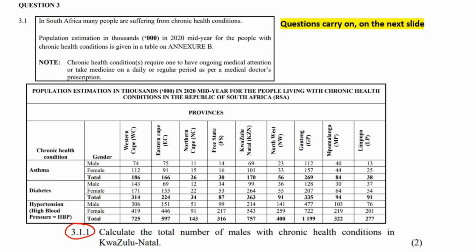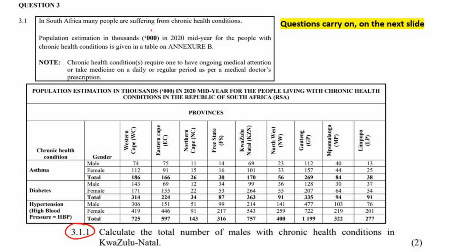So let's begin. In South Africa, many people are suffering from chronic health conditions. Population estimation in thousands in the 2020 mid-year for the people with chronic health conditions is given in a table on Annexure B. This is Annexure B's table, okay? Let's just see what we have here. So we've got the different provinces of South Africa. So it should be all 9 of them. 1, 2, 3, 4, 5, 6, 7, 8, 9. Okay, so we've got the different provinces.